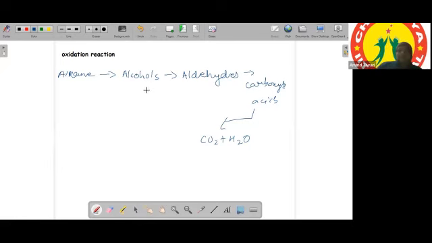From the alcohols, you can obtain aldehydes also. From the alcohols, you can directly obtain carboxylic acids. And from the alcohols, you can directly obtain carbon dioxide and water also. So first of all, we see how from the alcohols you can obtain the aldehydes, the carboxylic acids, and carbon dioxide. The very first step: you have alcohols, and you want your product as aldehydes only.